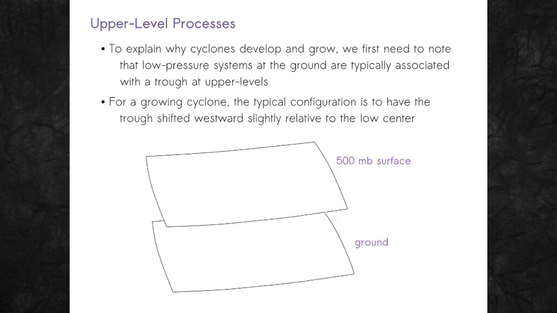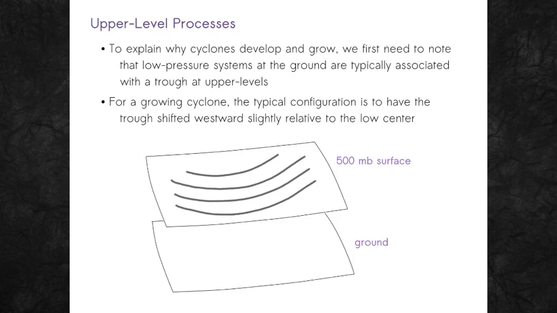Now first, our low pressure center at the ground is going to be associated with a trough at upper levels. So first let's sketch in that trough at 500 millibars. Let's say the trough kind of looks like that. So that's our trough pattern in the height contours on the 500 millibar surface.